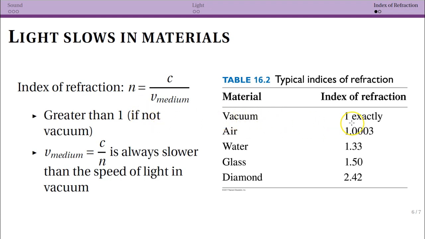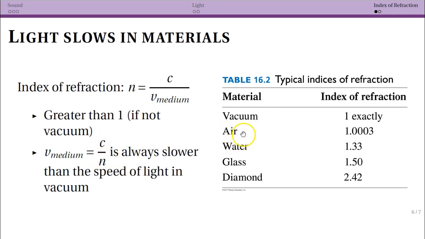Vacuum has an index of refraction of exactly 1. Not rounding to 1, but it is defined to be 1, perfect vacuum. And the idea being that it's the ratio between the speed of light and whatever you have in your medium. This is frequently the way you're going to see it, that the speed of light in the medium you're in, or the material, is c divided by n. So for vacuum, that's just c divided by 1, so you get c back.